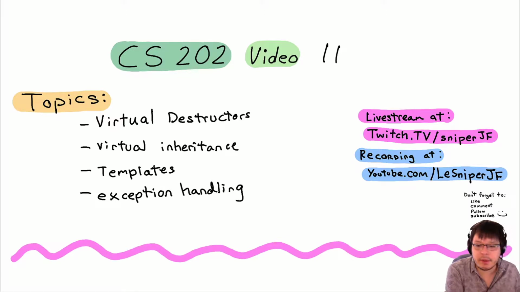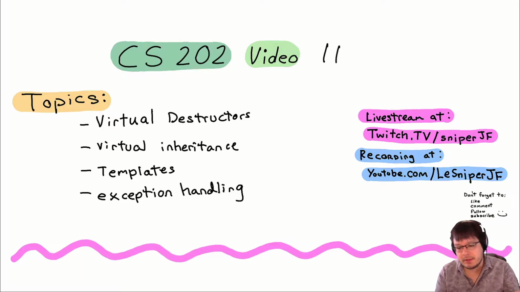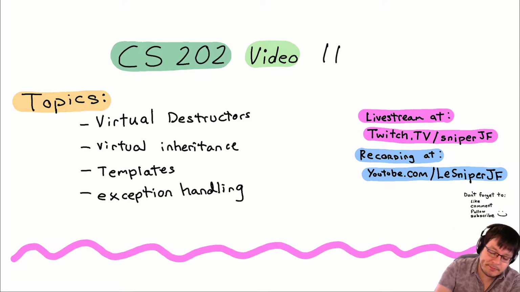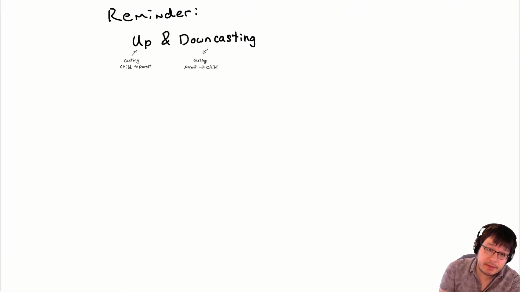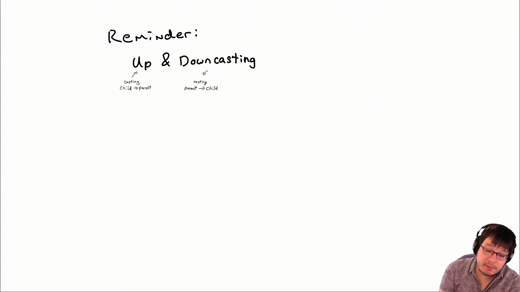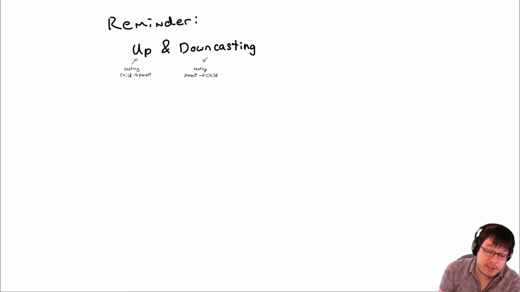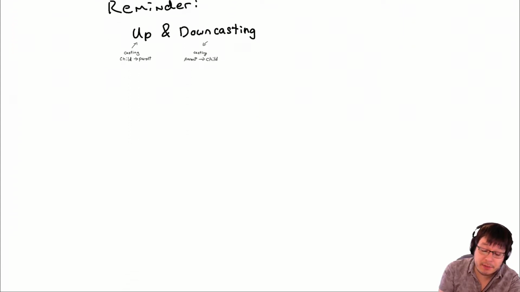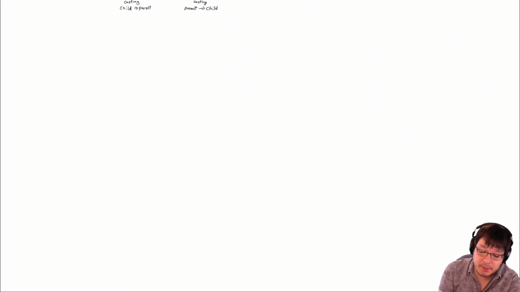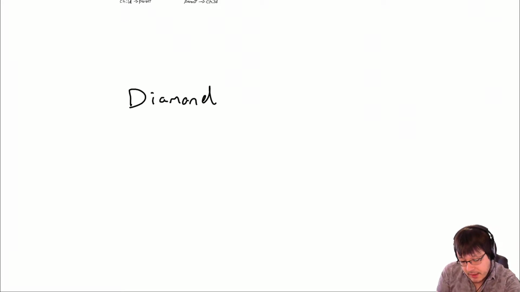So what is a diamond problem? Let's make sure we remember that, since it's been a while. I have a little reminder: upcasting is changing a child pointer to a parent, and downcasting is changing a parent pointer to a child pointer. It's not related to the diamond problem, I just put that to remember. But anyways, the diamond problem.